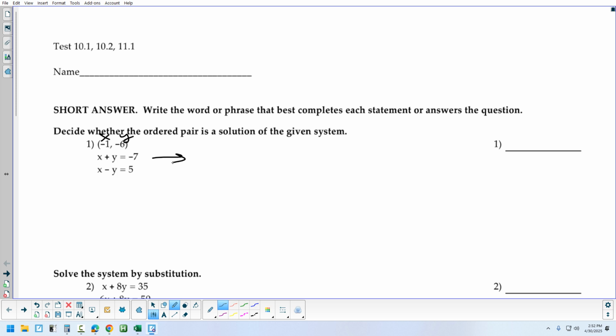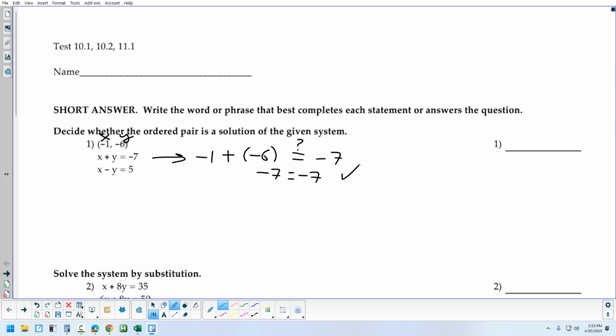Okay, the top one, we've got -1 plus -6. And what I usually do is put a question mark because we don't know if it works yet. We're checking if it does. And what's -1 plus -6? -7. So does that coordinate work in the top equation? Yeah, because we got a true statement. Okay. Let's check it in the bottom one.